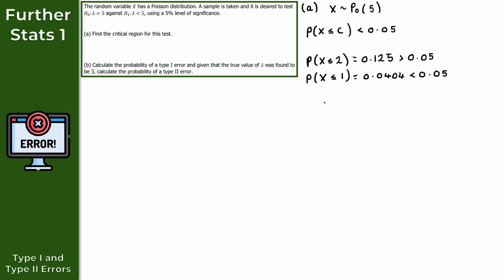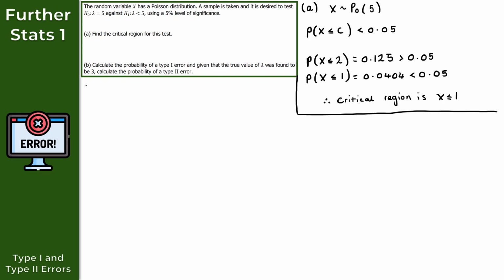So therefore, the critical region here is x is less than or equal to 1. Okay. And there we have it. So that is the solution to the first part of this question, part A. Again, let's just box this off so we can answer part B.